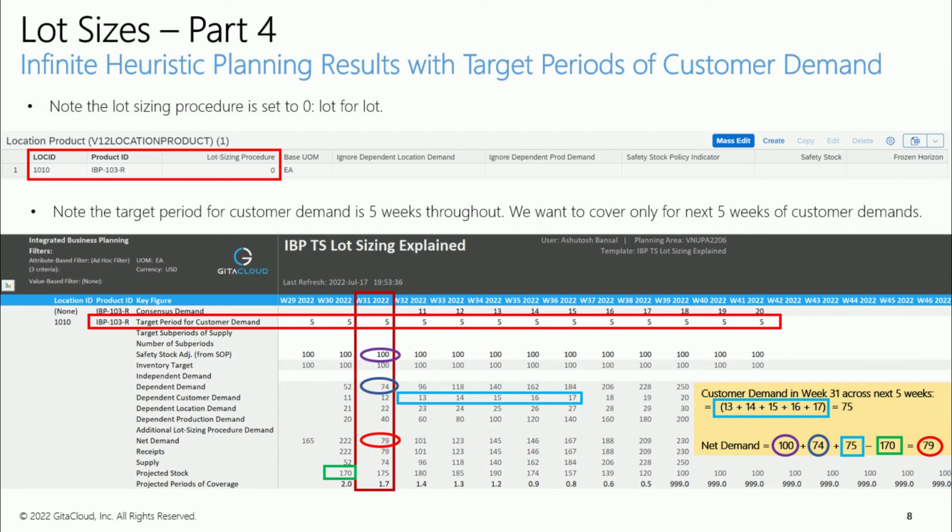Note that dependent location demand and dependent production demands exist, but have been ignored from a forward cover perspective. This is despite the master data attributes to ignore the dependent location and production demands not set to ignore these demands.